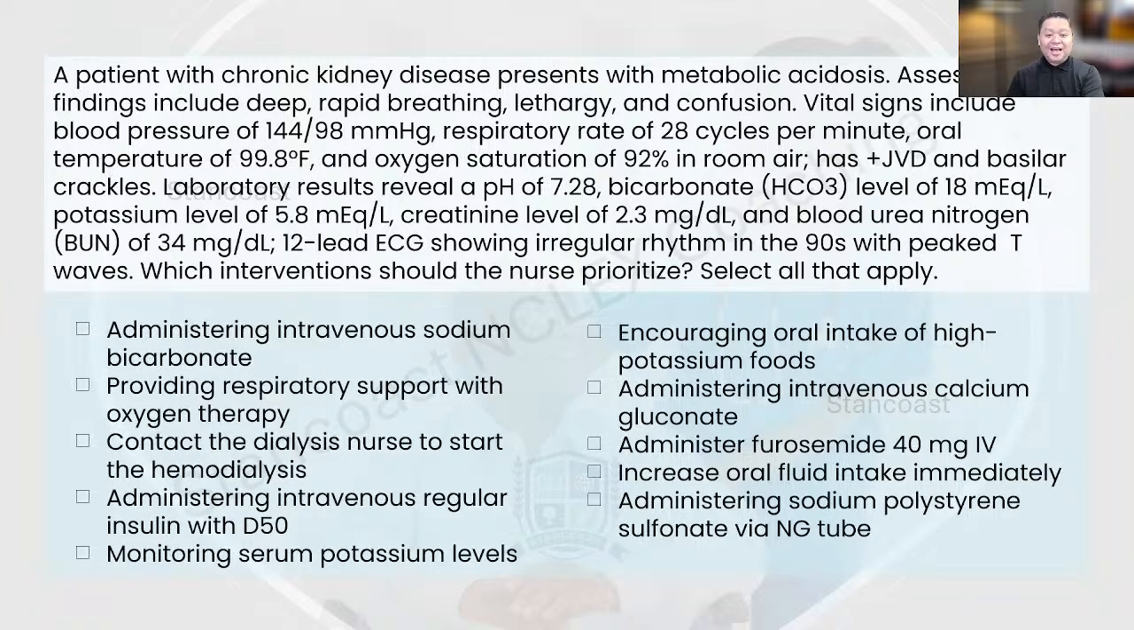So our choices here: administering intravenous sodium bicarbonate IV. We also have providing respiratory support with oxygen therapy. We have contact the dialysis nurse to start the hemodialysis. Administering intravenous regular insulin with D50. Monitoring serum potassium levels. Encouraging oral intake of high potassium foods. And also administering intravenous calcium gluconate. And administer furosemide 40 milligrams IV. Increase oral fluid intake immediately. And we also have administering sodium polystyrene sulfonate via nasogastric tube.